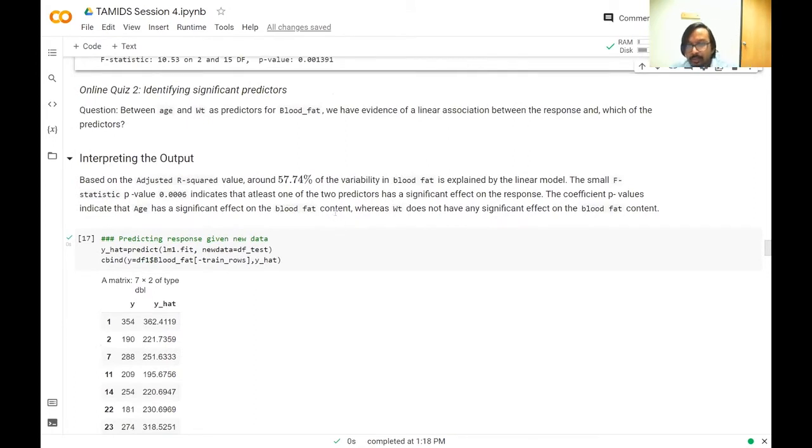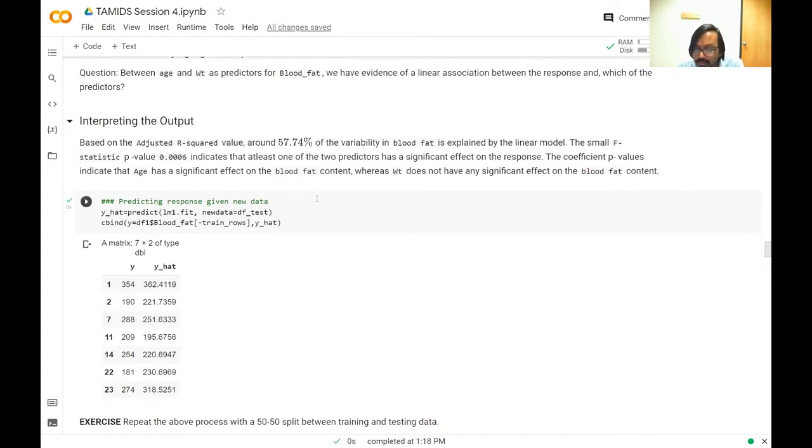Next, we talk about interpreting the output. So we talked about the adjusted R-square, and that around 57.74% of the variability in blood fat has been explained by the linear model. The p-value corresponding to the F statistic indicates that at least one of the 2 predictors has a significant effect on the response. So this is more like a global test, whether any of the predictors has an effect on the response or not.